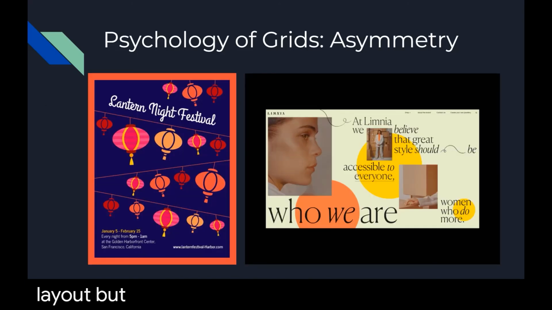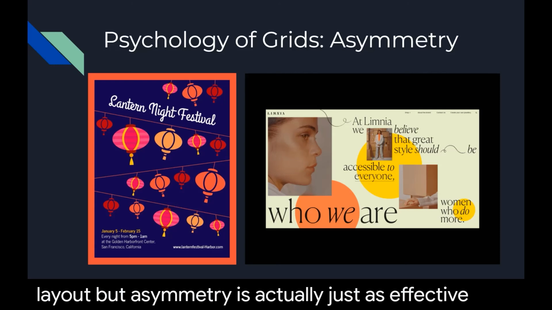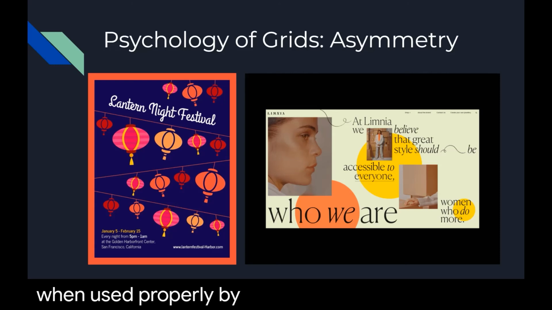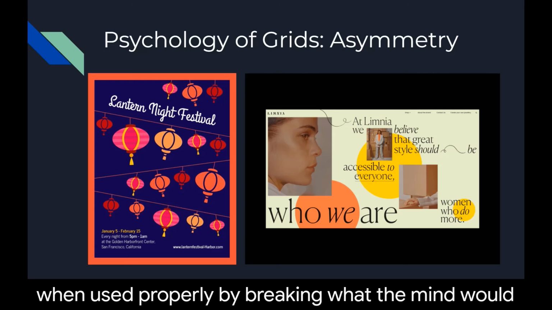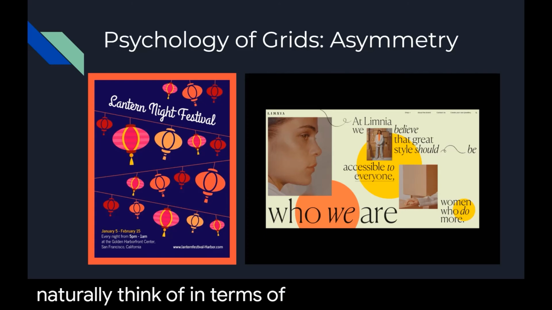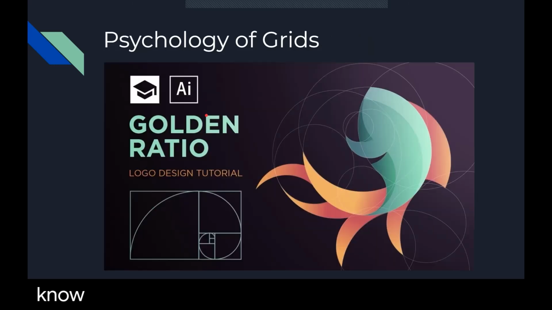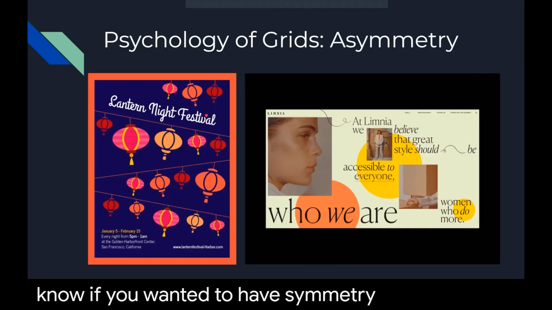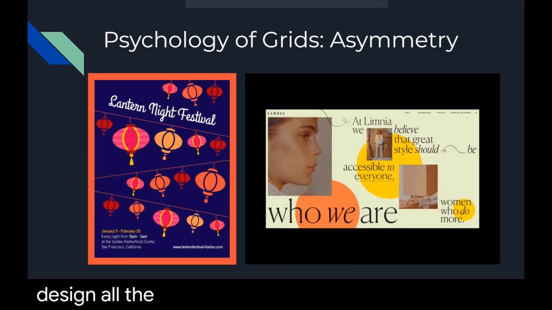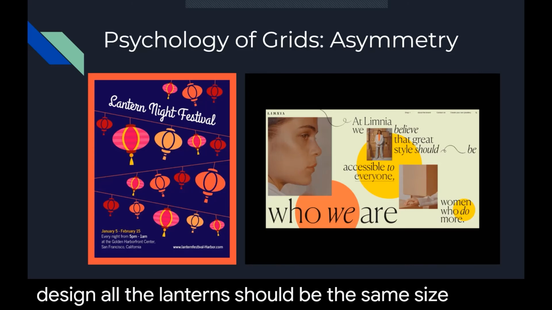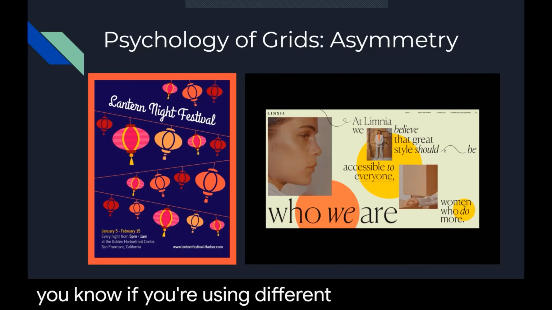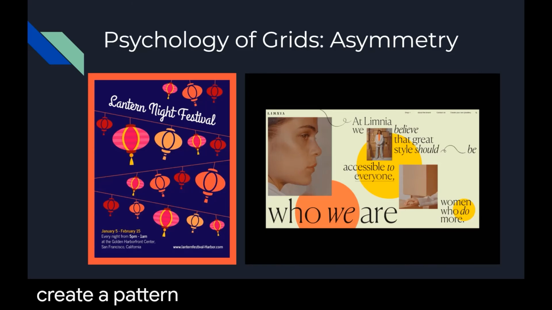But asymmetry is actually just as effective when used properly. By breaking what the mind would naturally think of in terms of symmetry, you allow some direction to be built naturally. So, for instance, on the lanterns, if you wanted to have symmetry with this design, all the lanterns should be the same size. If you're using different colors, you would create a pattern where if you folded it, it would all be the same.